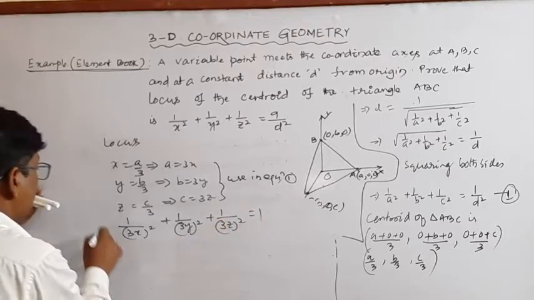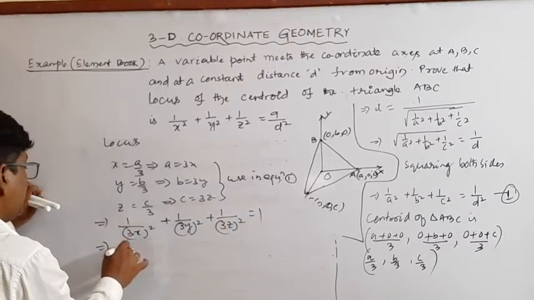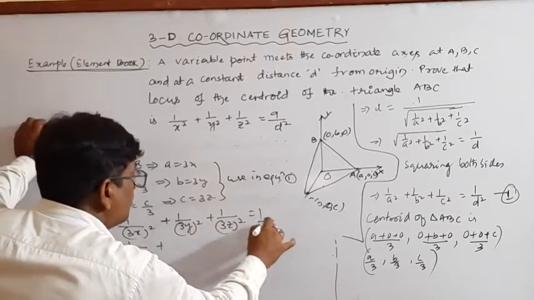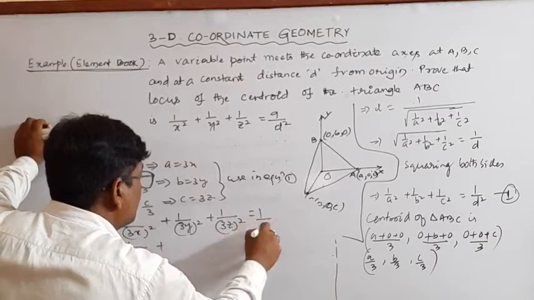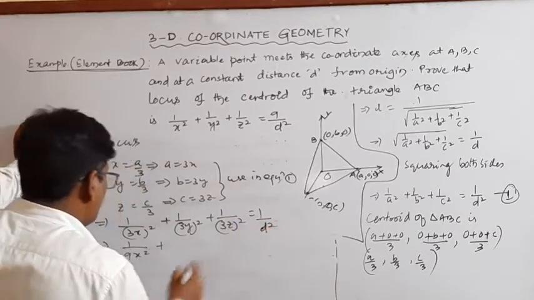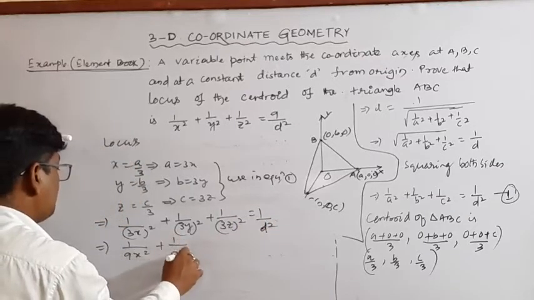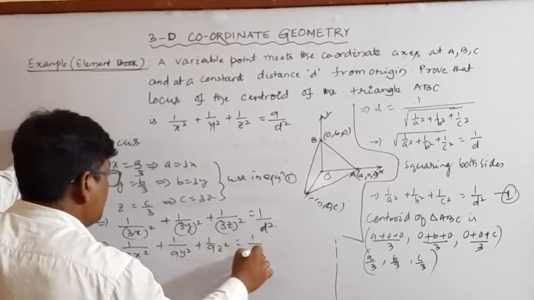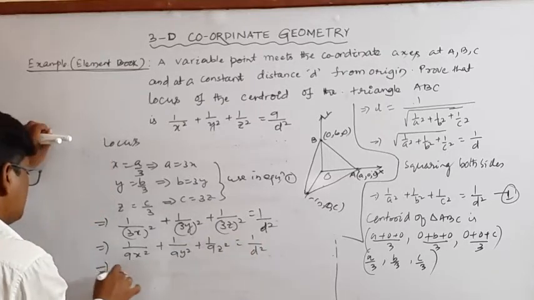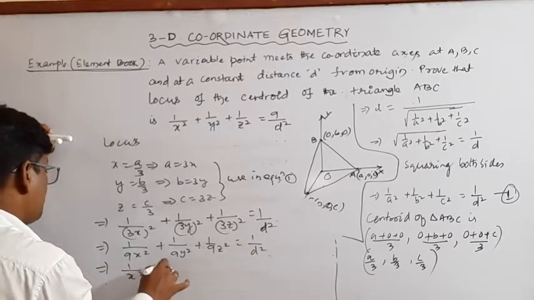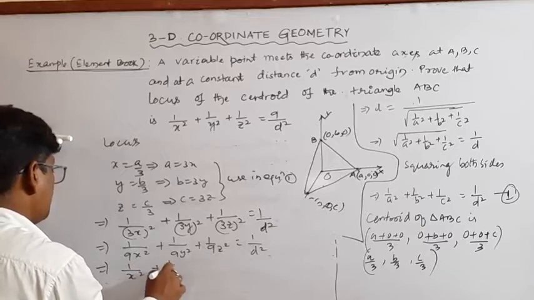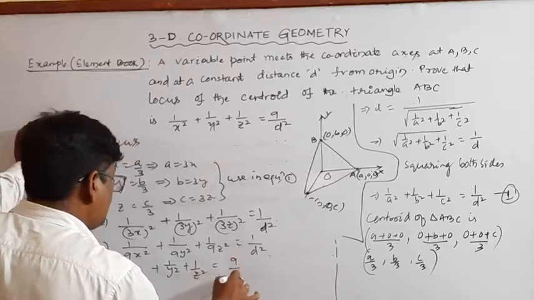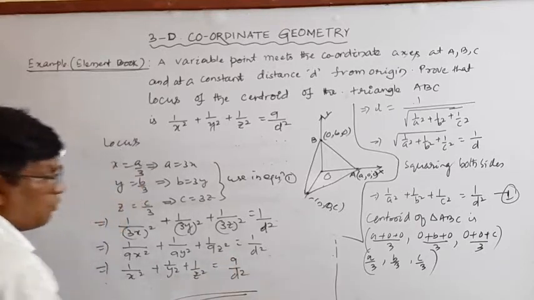is equal to 1. So that implies 1 by 9x square plus 1 by 9y square plus 1 by 9z square is equal to 1 by d square. That implies 1 by x square plus 1 by y square plus 1 by z square is equal to 9 by d square. This is proved. Okay.